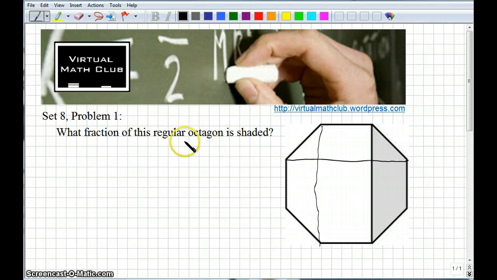Because, well, what do we know with a regular octagon? We know that the sides are all the same length, so I could show that by putting a double hash mark on each side. All those sides are the same length. We know all the sides are the same length, and we know all the angles are the same. And you can determine the angle.